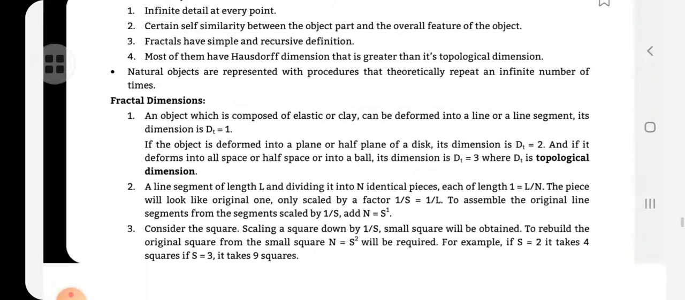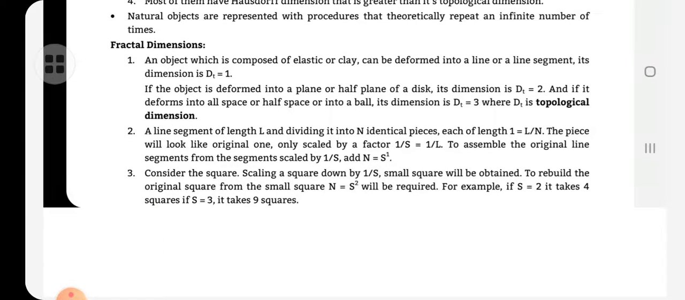For the fractal dimension, an object which is composed of elastic or clay can be deformed into a line or a line segment. Its dimension is dt equal to 1. Then if the object is deformed into a plane or a half plane, its dimension is dt equal to 2. And if it deforms into all space or half space or into a ball, its dimension is dt equal to 3, where dt is the topological dimension.